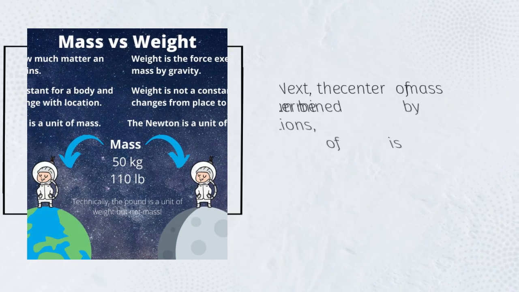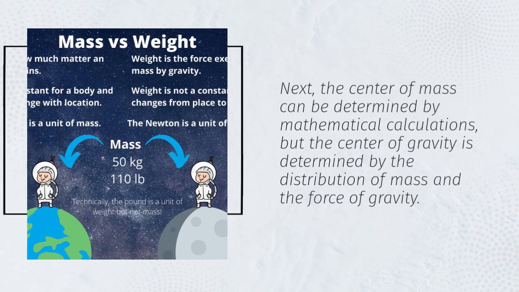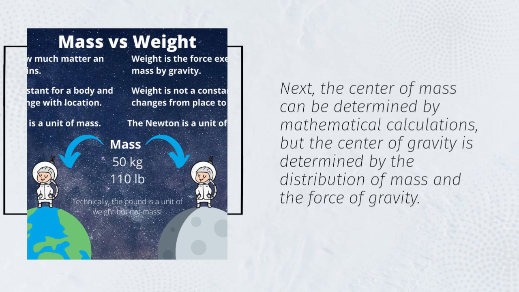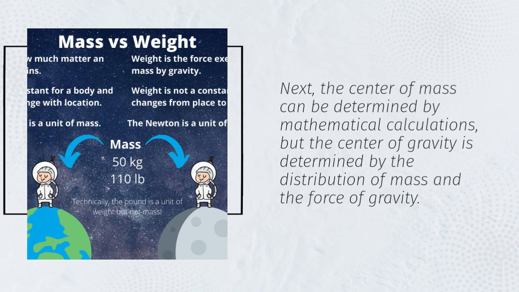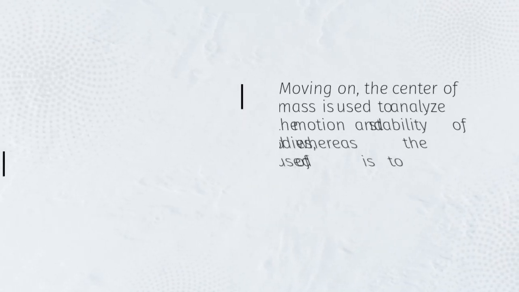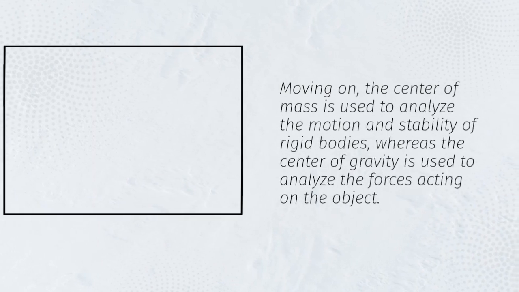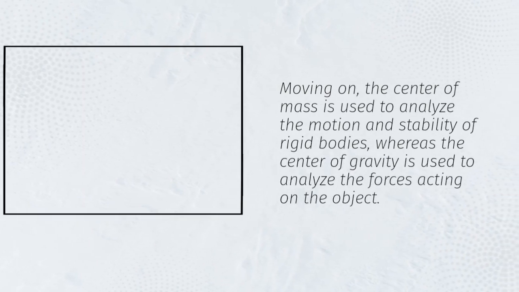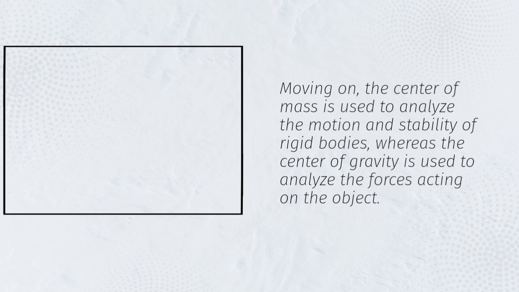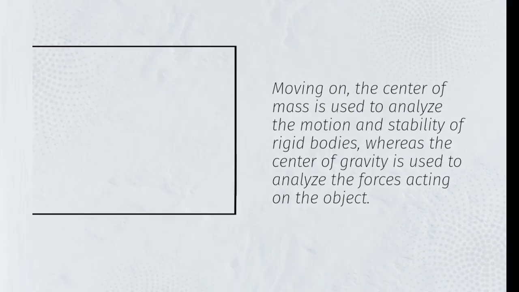Next, the center of mass can be determined by mathematical calculations, but the center of gravity is determined by the distribution of mass and the force of gravity. Moving on, the center of mass is used to analyze the motion and stability of rigid bodies, whereas the center of gravity is used to analyze the forces acting on the object.